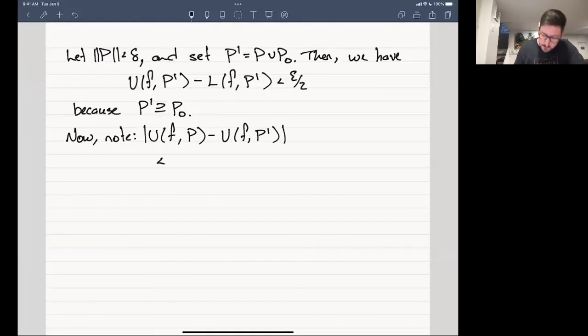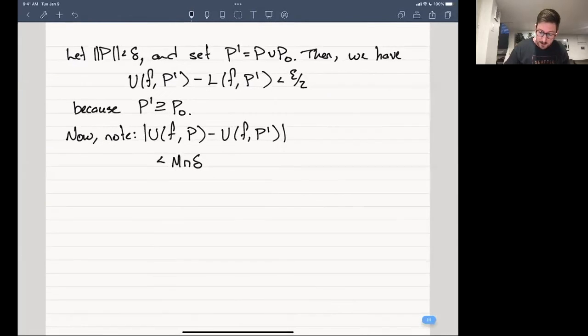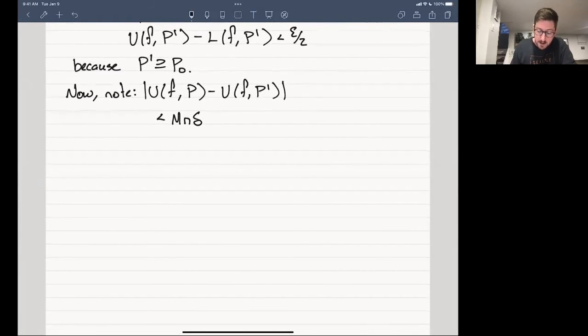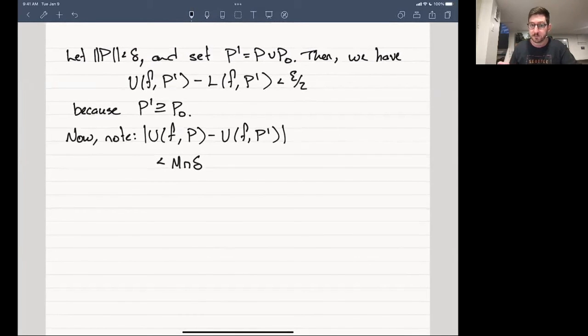But what you can say here is that there is m times n times delta. Delta is the length of each of the meshes. M is the maximal value of the function on each subinterval, right? That is, if we go back, that's our sup norm here. And there are at most n subintervals from P that are not represented in both of these upper sums. That's because P is contained in P prime.